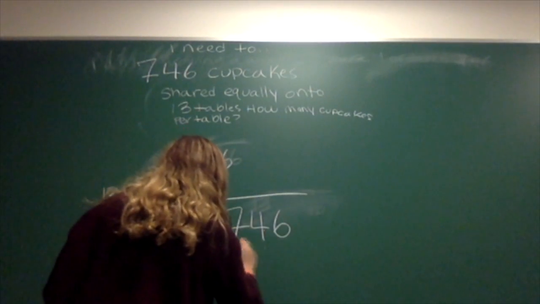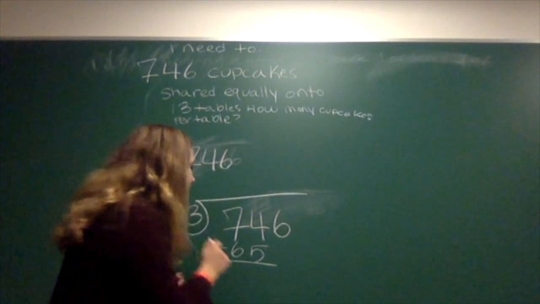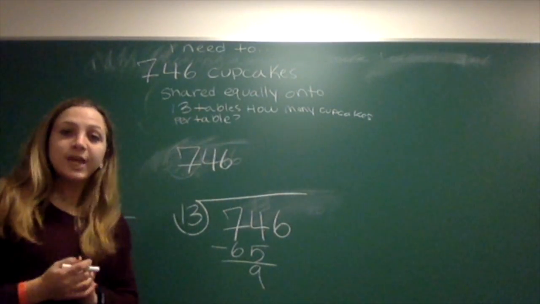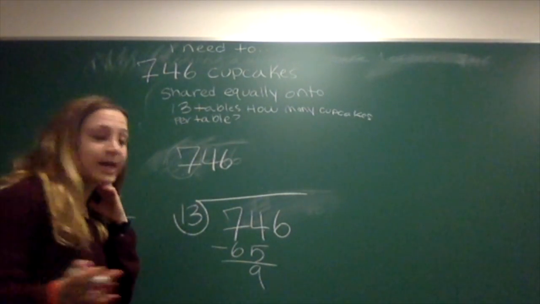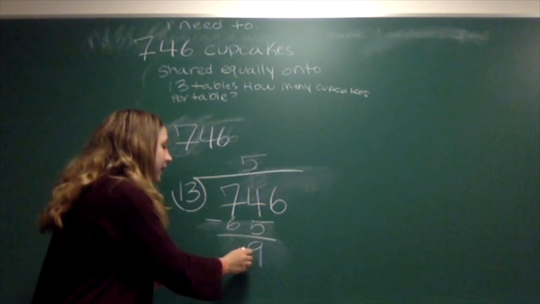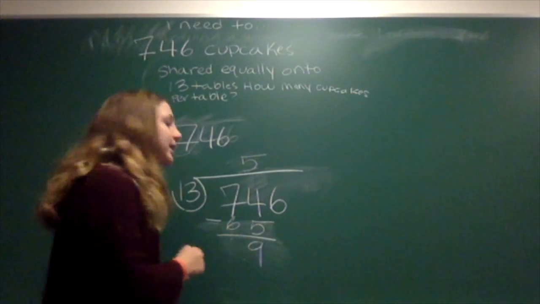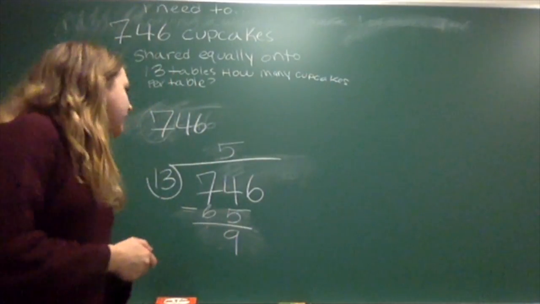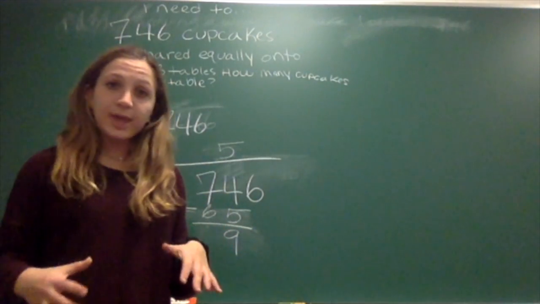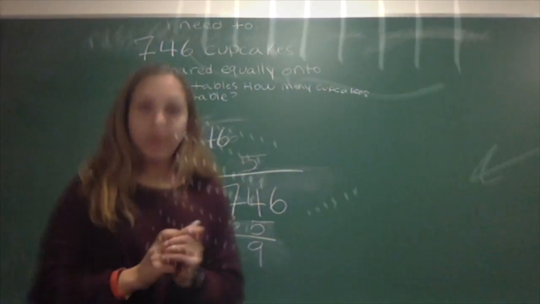So when I subtract the 65 cupcakes that I've used from the 74 tens that I have, I'm left with 9. And as we saw with the base 10 blocks, I am left with 9 tens. We cannot equally share 9 tens onto 13 tables, so I'm going to have to regroup these 9 tens into 9 ones. In other words, I am regrouping these 9 tens into 90 whole cupcakes. Let's look at the base 10 blocks to see how I'm going to regroup them.